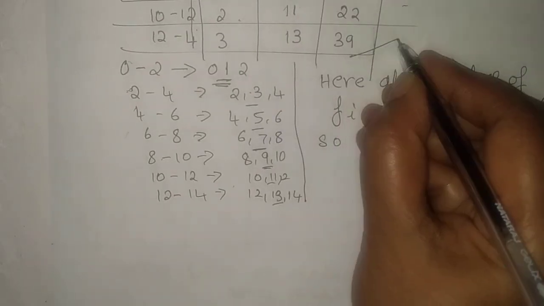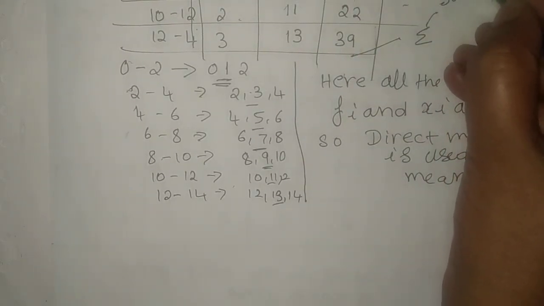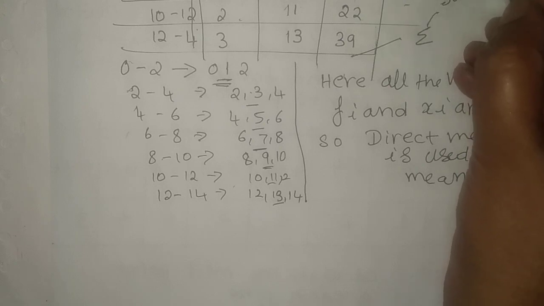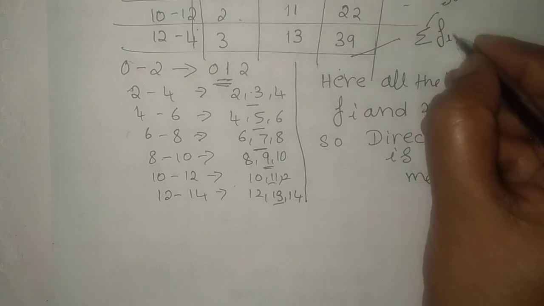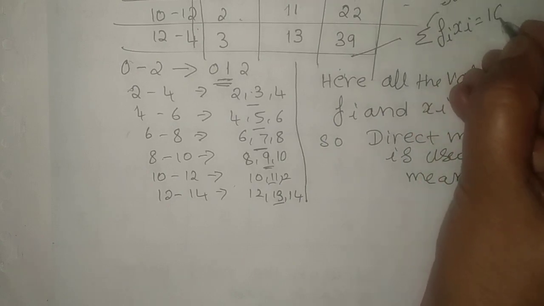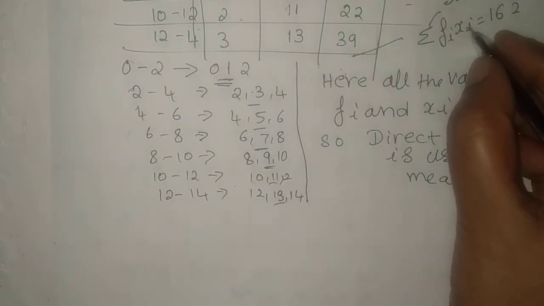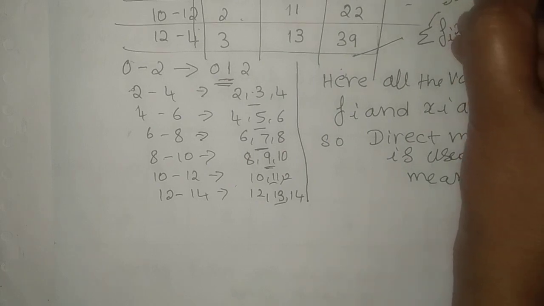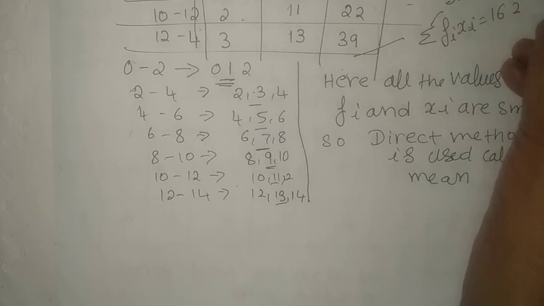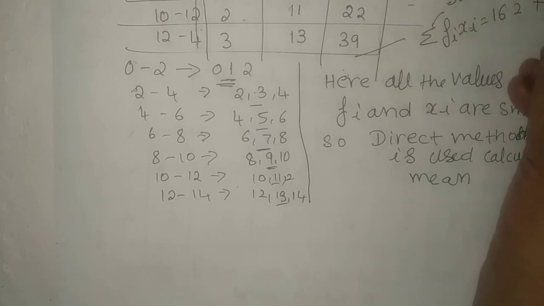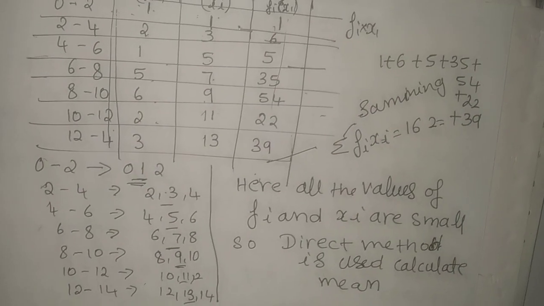Now we have summation. What is this? It means summing all the values. Summation or summing. So sum all this, we will get the sum of xi fi is equal to 162. Total all this, or add all the values, that is 1 plus 6 plus 5 plus 35 plus 54 plus 22 plus 39 will be equal to 162. This is adding all the numbers.